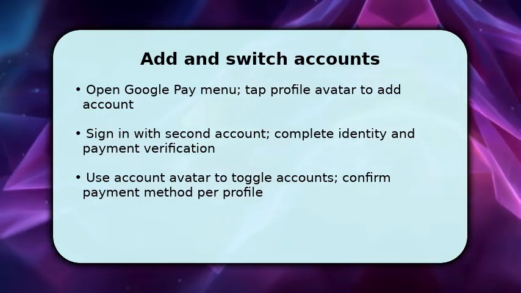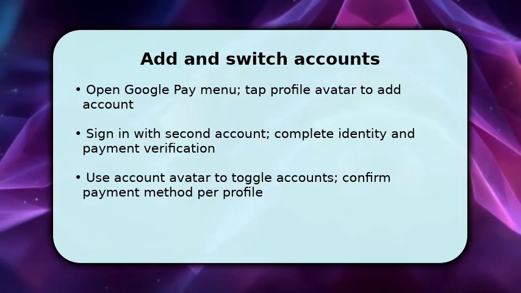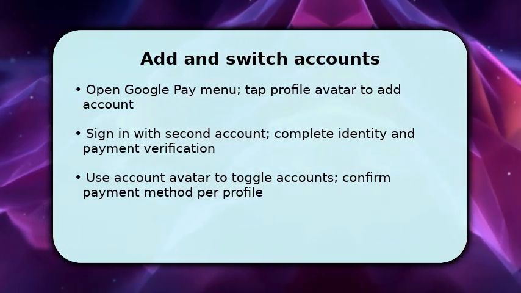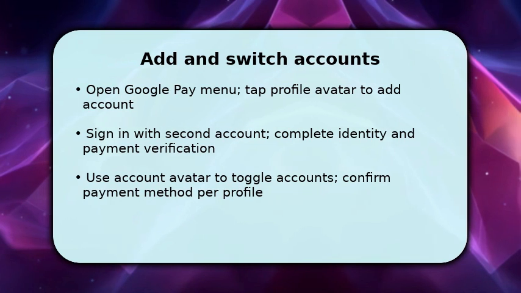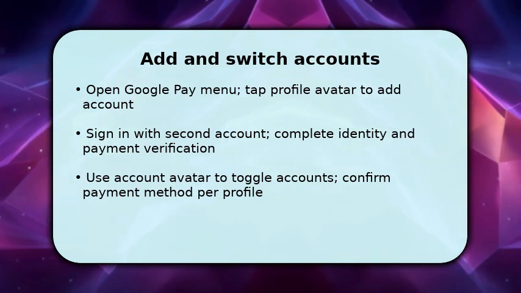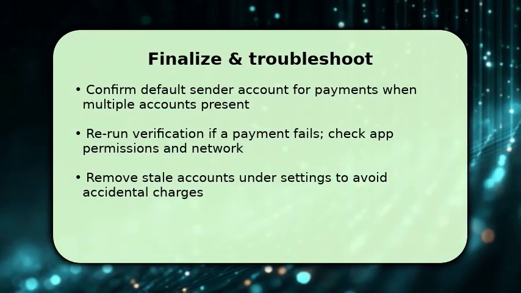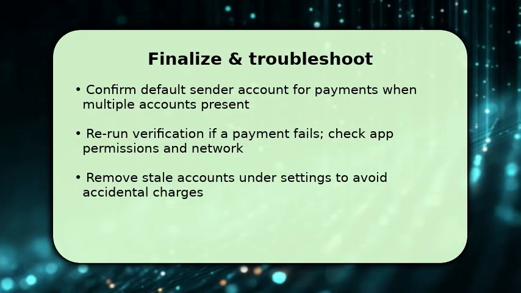To switch, tap the profile avatar and pick the desired account. Make sure you verify the visible payment method before confirming a payment so you're charging the intent. Finish by testing a low-value payment or request to confirm the correct account is active and the right payment method is selected. This prevents accidental charges.